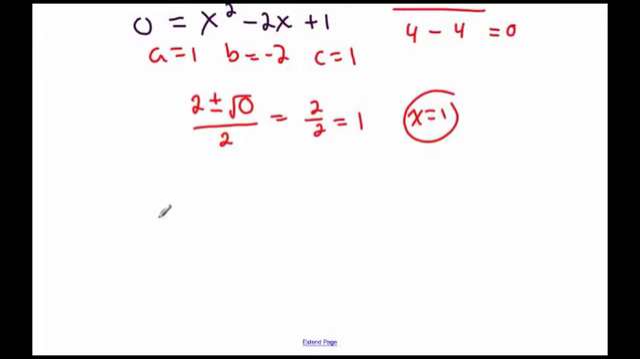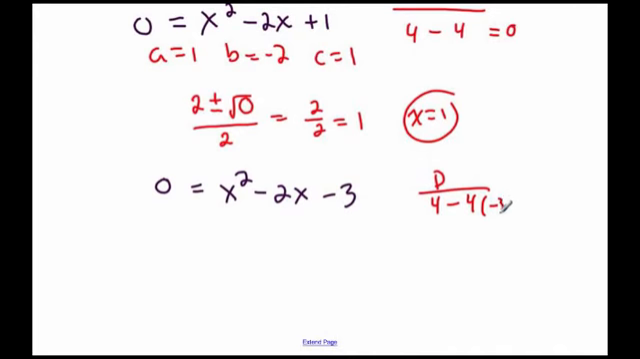Now, the third example is going to be 0 equals x squared minus 2x minus 3. And in this case, we'll take a look at our discriminant again. And our discriminant is going to be b squared, so 4, minus 4 times a times c. So it's going to be 4 times negative 3, and that's going to be 4 plus 12, or 16. And so then we should have two solutions. And let's take a look at that.